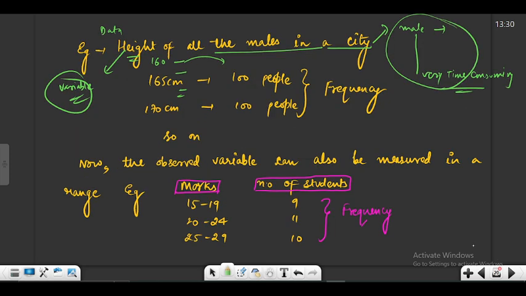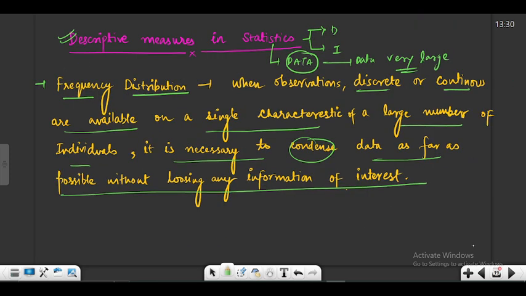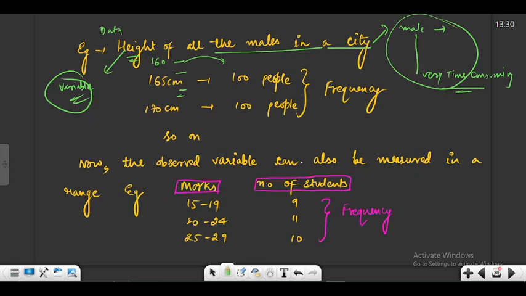If we read this definition now, you will be able to understand it better. When observations, discrete or continuous, are available on a single characteristic, say height, of a large number of individuals, it is necessary to condense data as far as possible without losing any information of interest. I hope this is clear now.